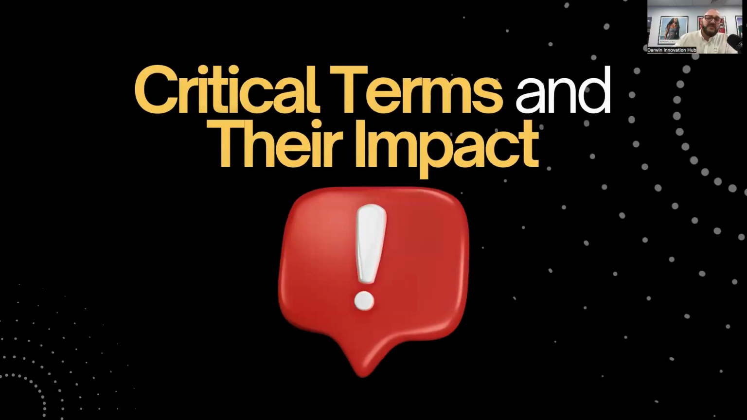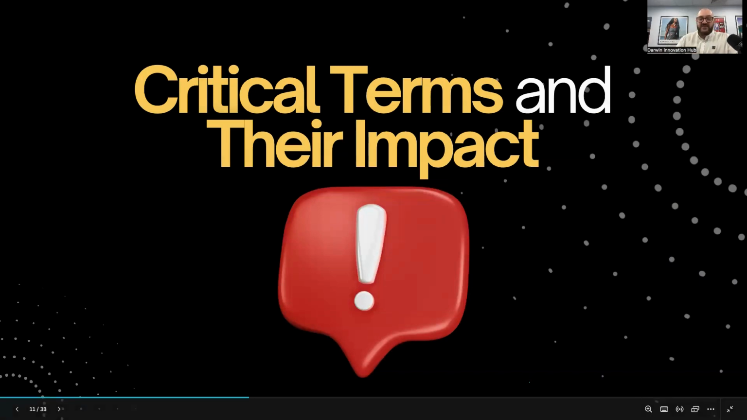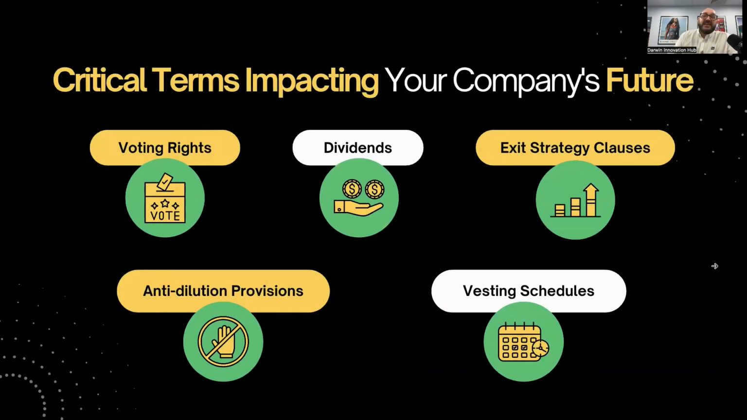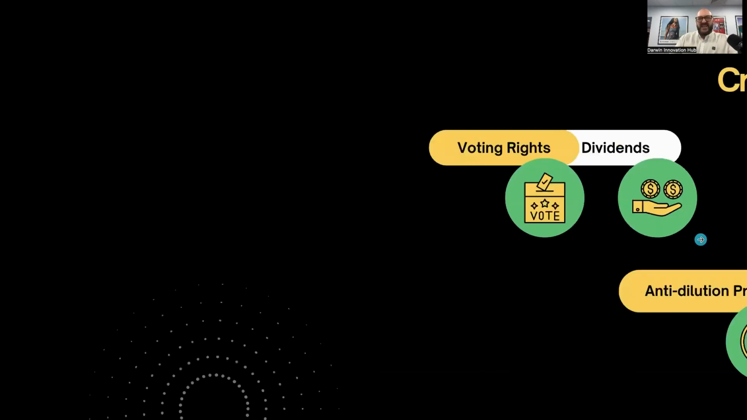So some of the critical terms and what they actually mean to you as the founder, and also, I guess, from the investor's point of view as well. Let's look at those. There's the voting rights, dividends, the exit strategy clauses, what we call anti-dilution provisions, and vesting schedules. Let's see what they all mean.